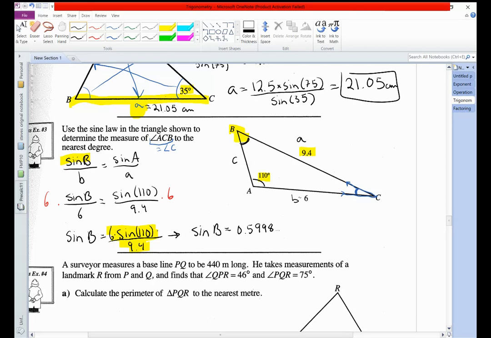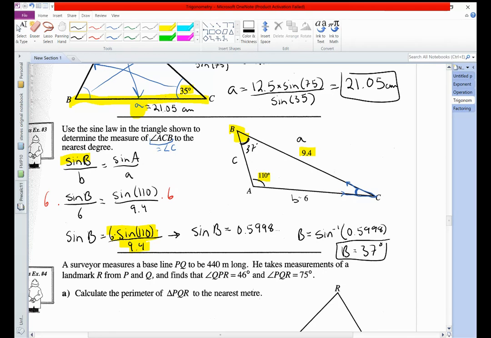Now we have a value, so what we can do to solve for B is we can say angle B is equal to the inverse sine of 0.5998. When we're solving for an angle, we have to use our inverse trig functions. So now we get B is equal to 37 degrees. So this angle up here is 37 degrees.